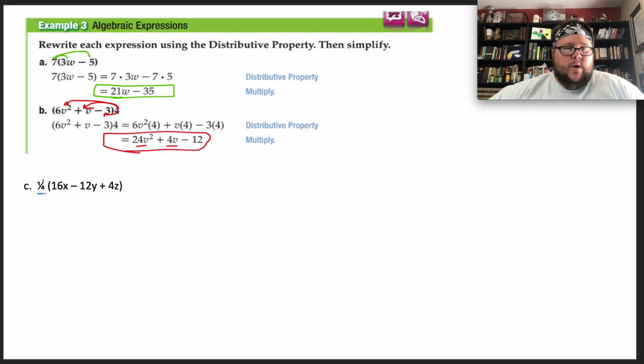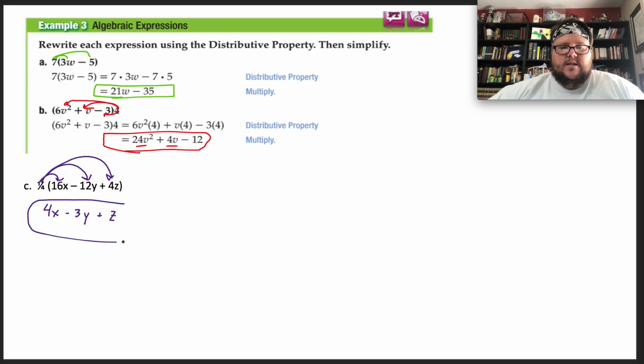So I'm going to do this one, and you'll notice this one is one of your homework problems, so you're going to want to pay attention. So I'm distributing 1/4 times 16x. So the way I do that is 16 divided by 4, and 16 divided by 4 is 4, and then I have my x, so I have 4x, and now I'm going to distribute the 1/4 into the 12. 12 divided by 4 is 3, but it's negative here, so it's minus 3y. And then I'm going to distribute one more time. 4 divided by 4 is 1, so it's just 1z, but we would write that as plus z, and that's our answer. And so that's your work for today.